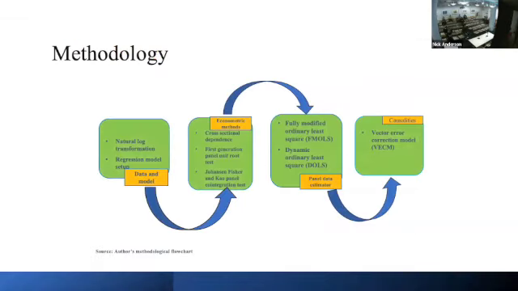So this is the method I also use for my analysis. I started with data or variable transformation. Then I tested for panel unit root test and co-integration test. Then fully modified ordinary least squares for the long-run relationship. Then vector error correction model for the causality test. And I will explain more when I move to the subsequent slide.